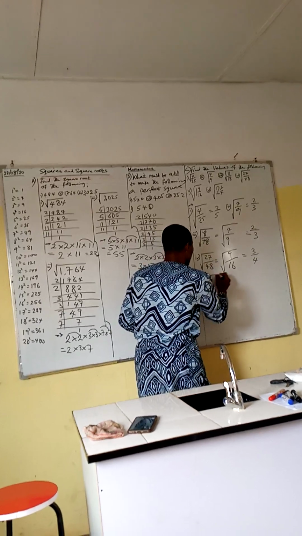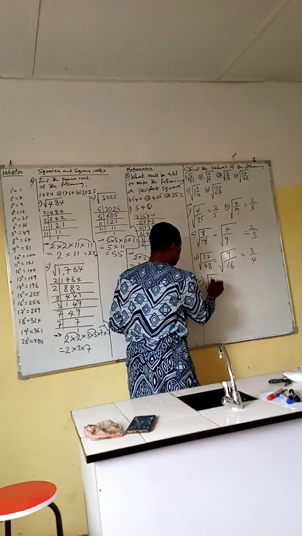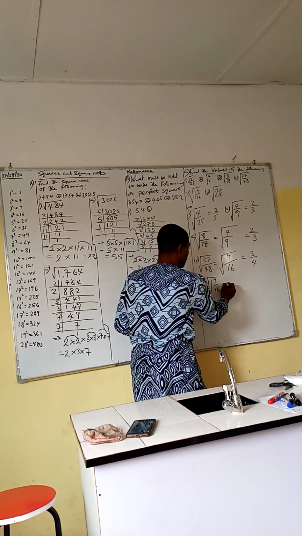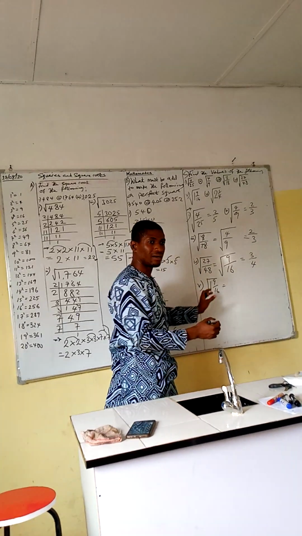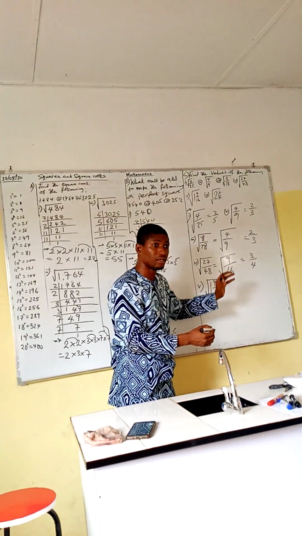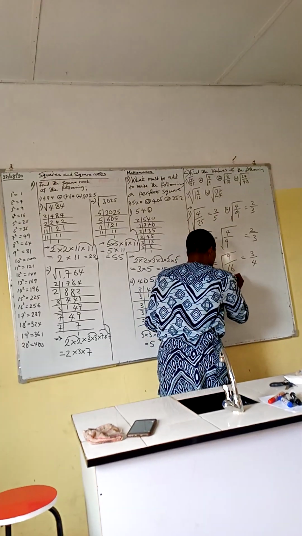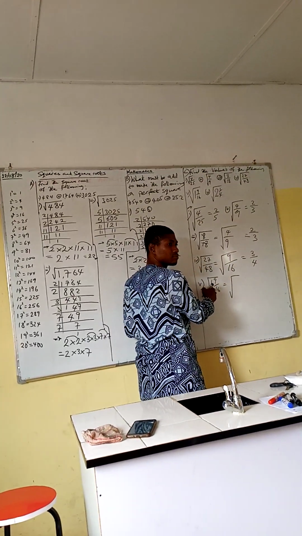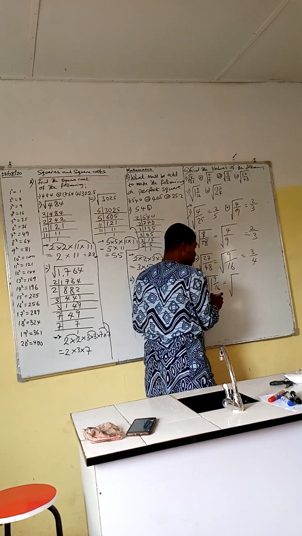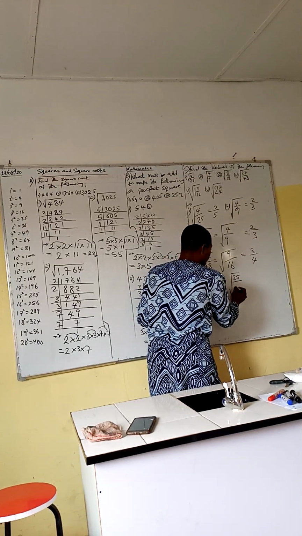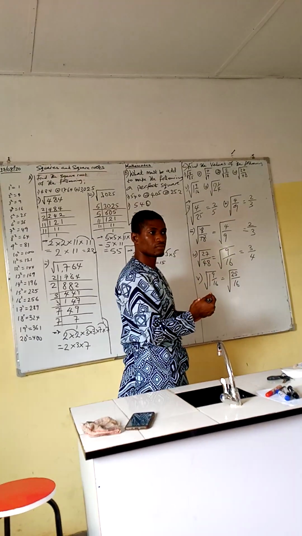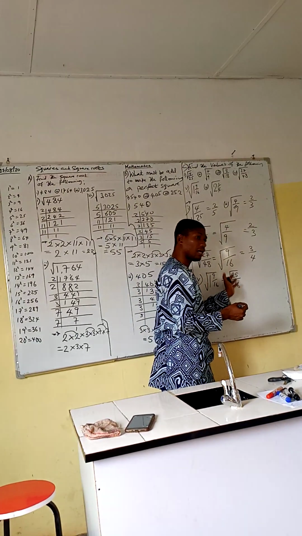I take on question number 5. It says find the square root of this mixed fraction, 1 and 9 over 16. We can't resolve a mixed fraction, so we change it to an improper fraction. My square root sign is still there. 16 times 1, 16. 16 plus 9, 25. That's 25 over 16.